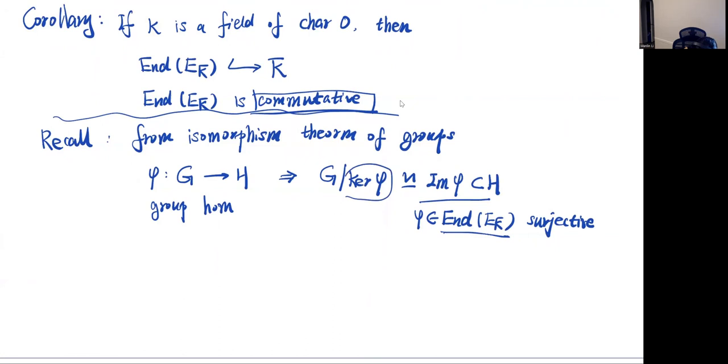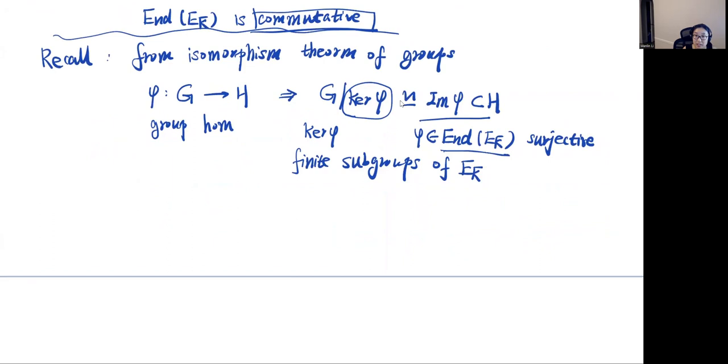And moreover, because my maps are algebraic curves, I only care about the kernels which are finite groups. So the kernels of phi I care about will be finite subgroups of my elliptic curve. If I want to classify elements in End(E), what I need to study are essentially the finite subgroups of E(K bar), or in other words, torsion subgroups of E(K bar).